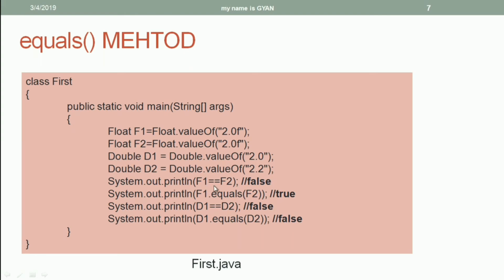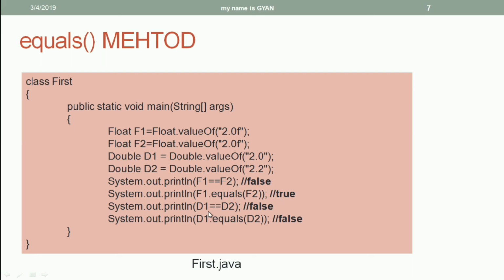Then we are checking if f1 is equal to f2 or not. No, f1 and f2 are not equal because they are two different objects with the same content in the heap. That's why in this case it will result in false. But when we call the method equals by using the reference variable f1 and f2 as its argument, then we are comparing the content of the floats. The content of the floats is the same. That's why in this case the equals method returns true.